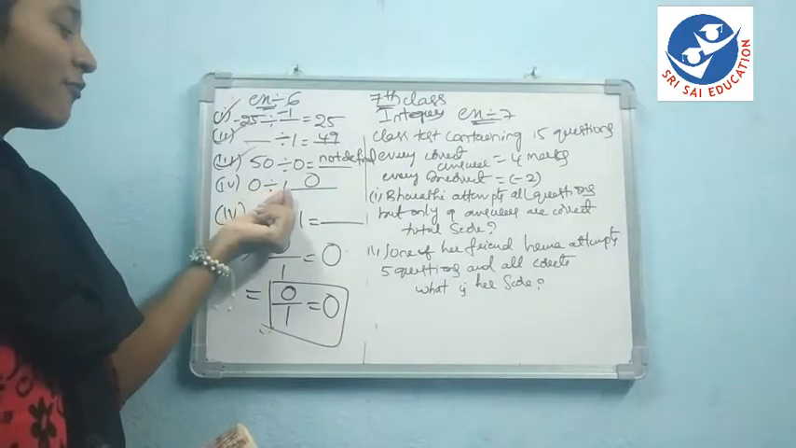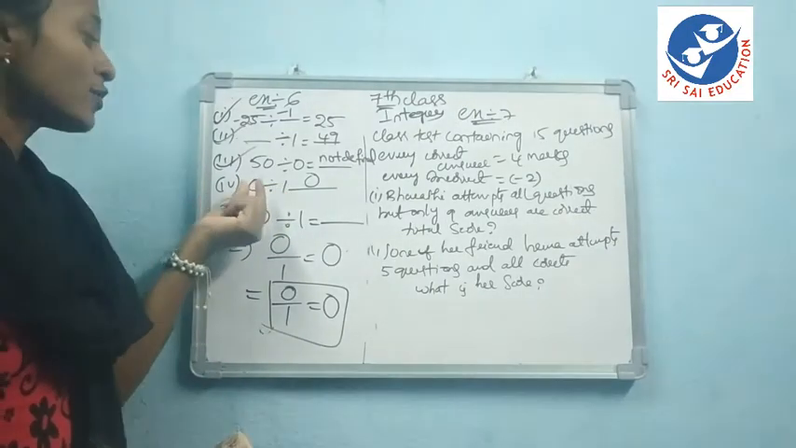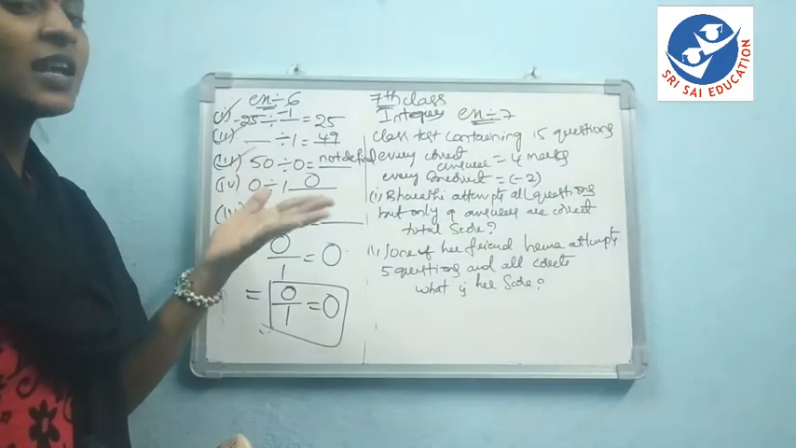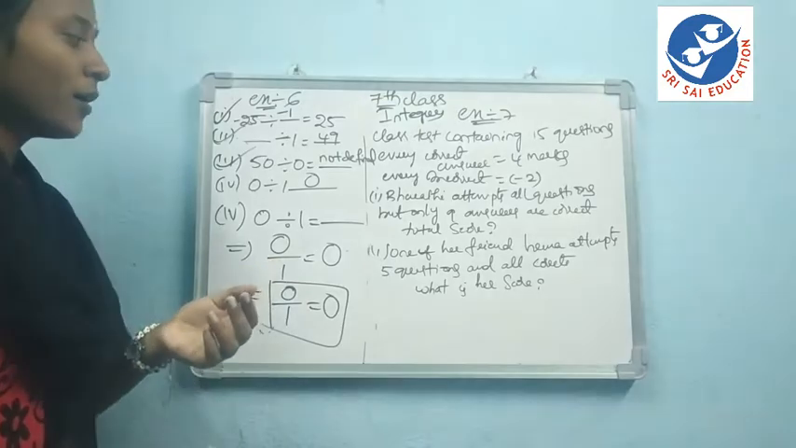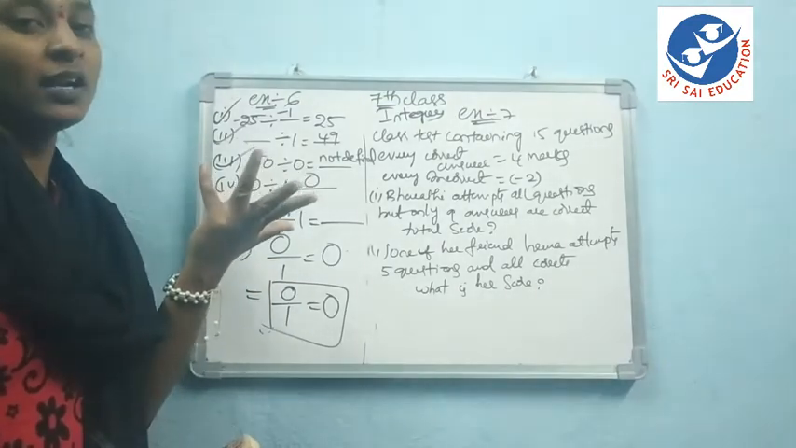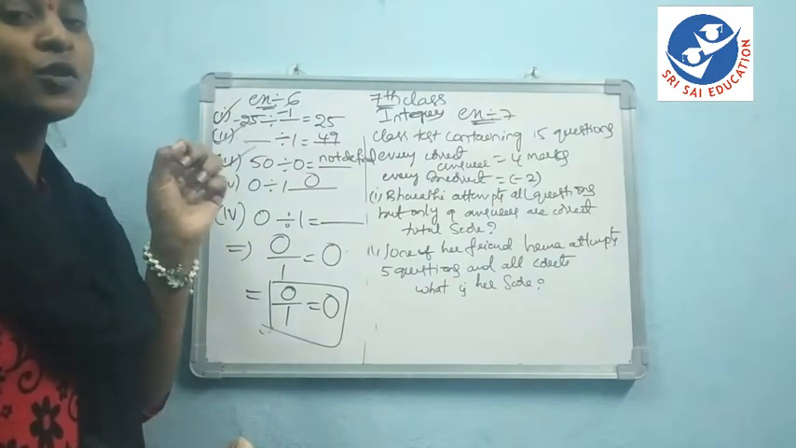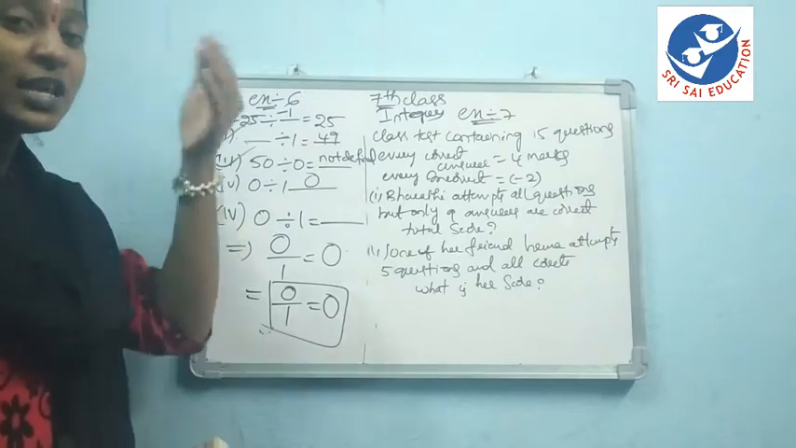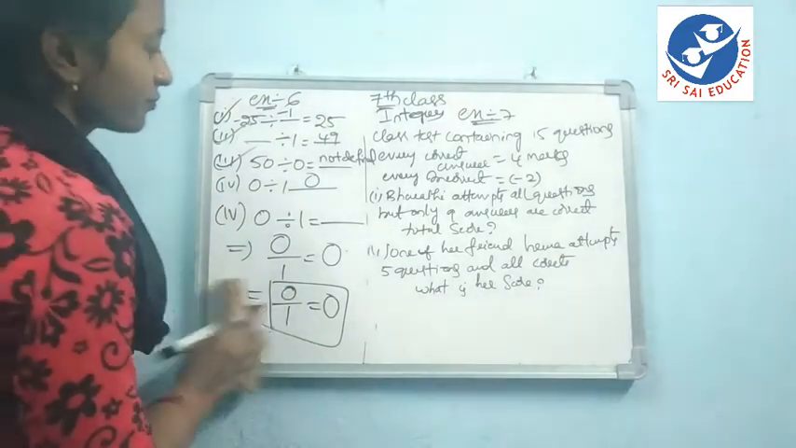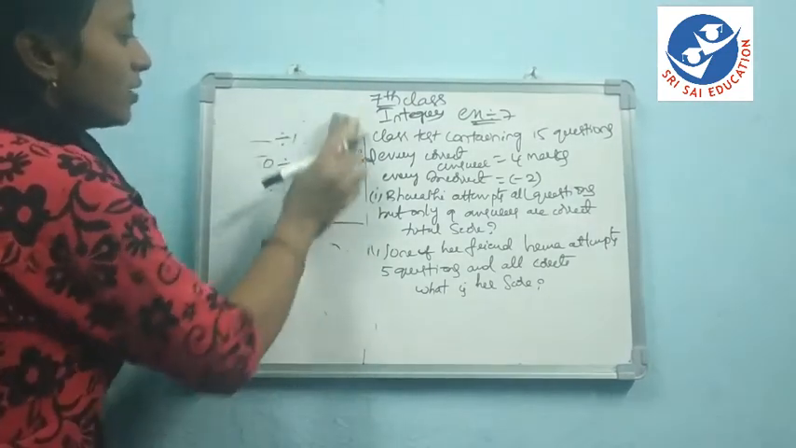0 divided by 1: in this case 0 is in the numerator place, so 0 by any number, the result is 0. But any number by 0 is not defined. Any number by 0 is not defined and 0 by any number is 0. Exercise 6 is also over.